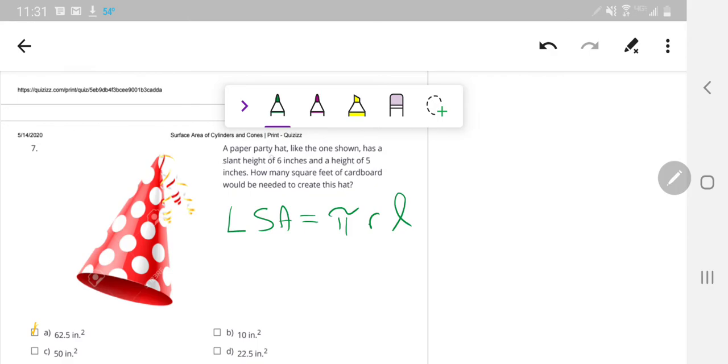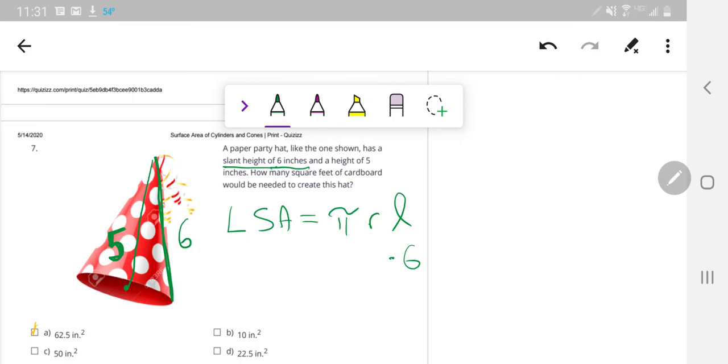Let's see if we have all the information. It has a slant height of 6. That's right there. Slant height of 6 and a height of 5 inches. How many square feet of cardboard should be needed to create this hat? All right. That stinks. Okay, so this guy here is 6. It's got a slant height. Then it has a height right down to the center of 5.